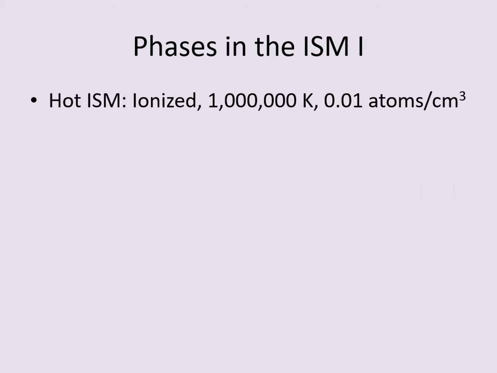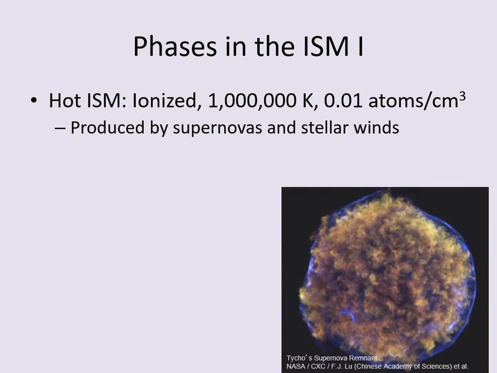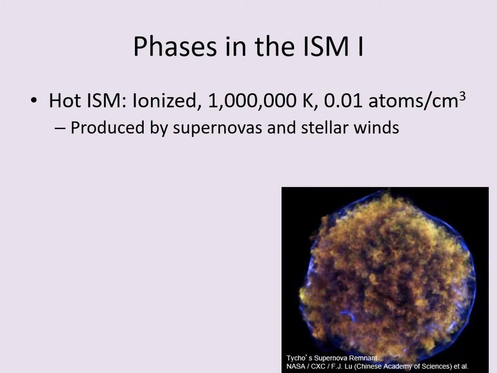The first of the main phases of the interstellar medium is called the hot ISM. This is the phase that gas is in shortly after a supernova explosion and in the strong winds produced by high-mass stars. The hot ISM is extremely hot, typically 1,000,000 Kelvin or higher, while its density is extremely low. On average, there's only 0.01 atoms per cubic centimeter. Another way of saying this is that you would only find a single atom in a volume of 100 cubic centimeters. The hot ISM is also highly ionized.